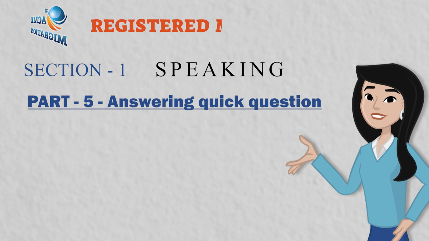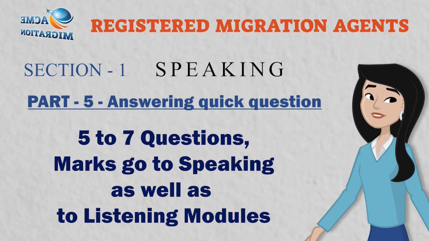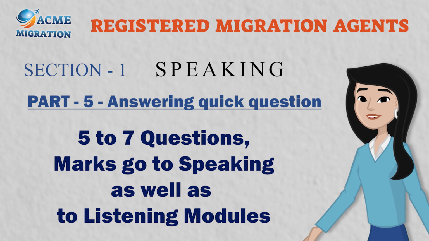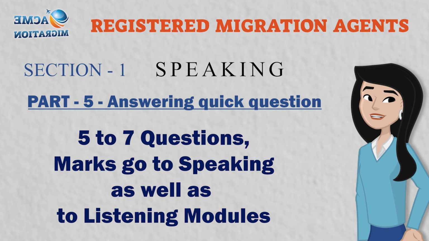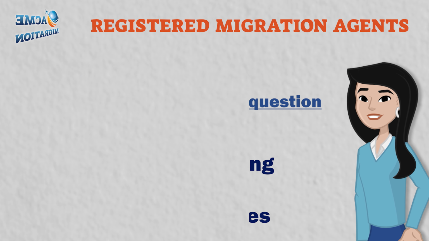The last part, answer short questions, has 5 to 7 questions too. You listen to a short audio clip of a question and need to respond in 1 to 3 words. In the PTE test, your scores for listening and speaking are based on how well you do in certain tasks.